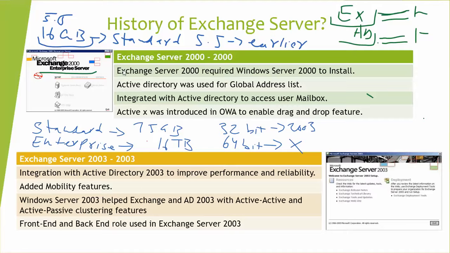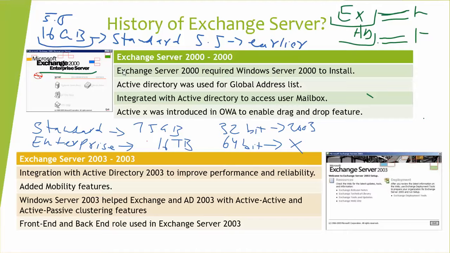So front end and back end. All your mailboxes, all your accounts, all your email addresses are stored in Exchange Server, but there are different roles in Exchange Server that are working to do the job, like to store mailboxes, to send an email inside your organization, to send an email outside your organization, to restrict something. So all those features are in Exchange Server. The front end and back end roles are used in Exchange Server 2003, and they are very important roles. The front end server role is responsible for mail flow.